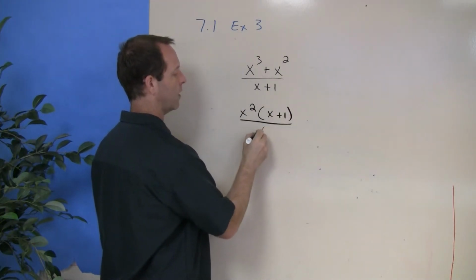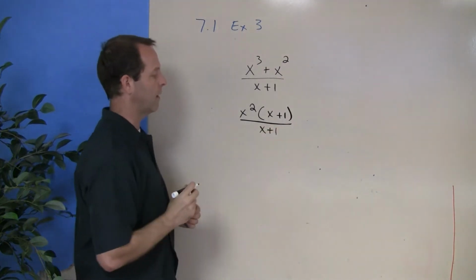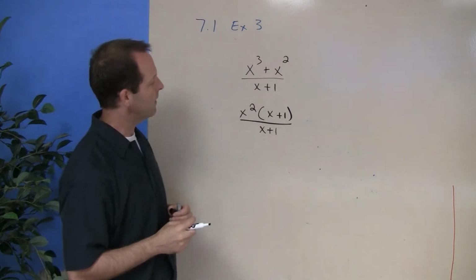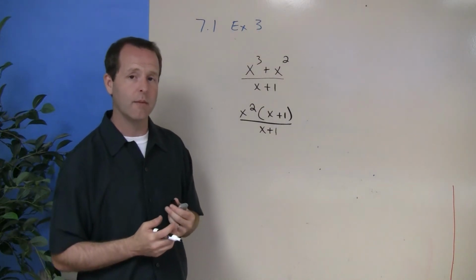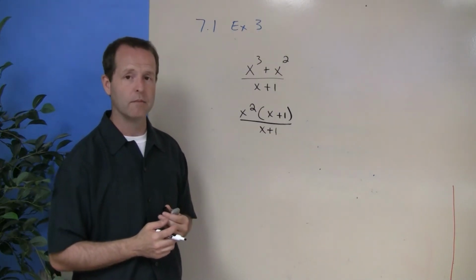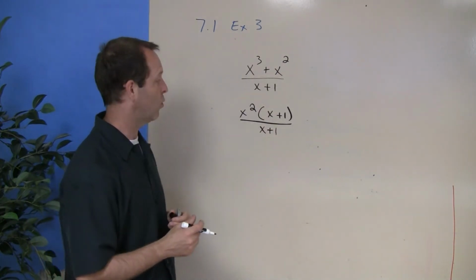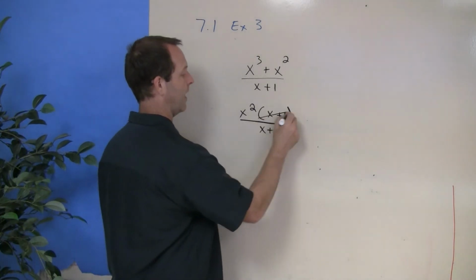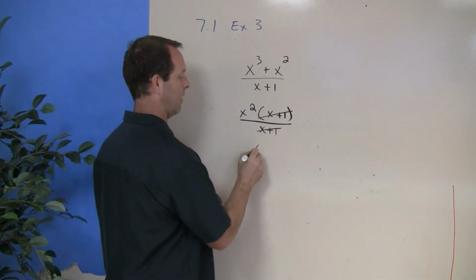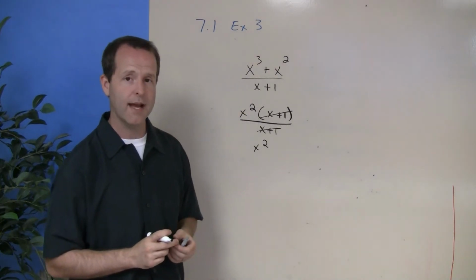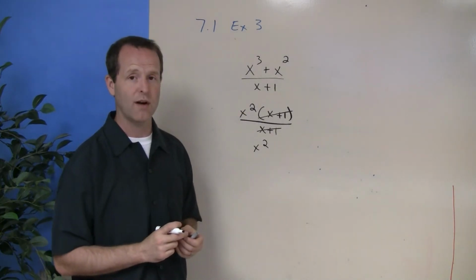I'll continue writing the entire equation, the entire statement, just so I can carry some commonality all the way through. Now if I look at this, I can see that there is a common factor of both the top and the bottom, or a clever version of 1. I have an x plus 1 over an x plus 1. Therefore, I can cancel both of those out, and I'm left with an x squared. So this expression has been reduced down to just x squared.